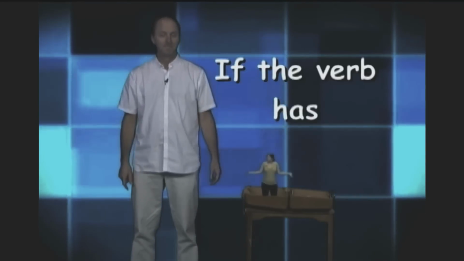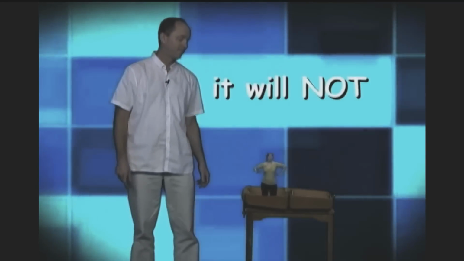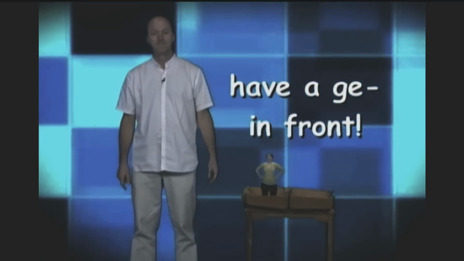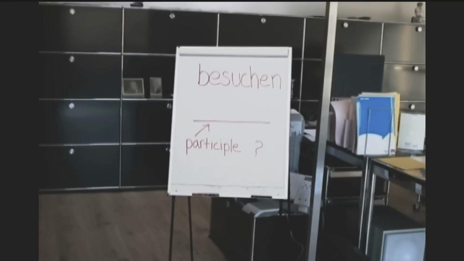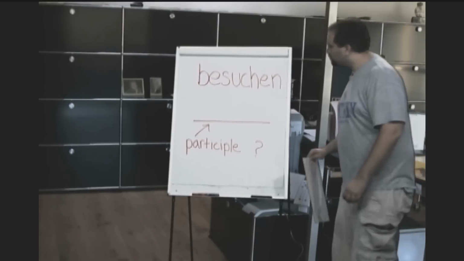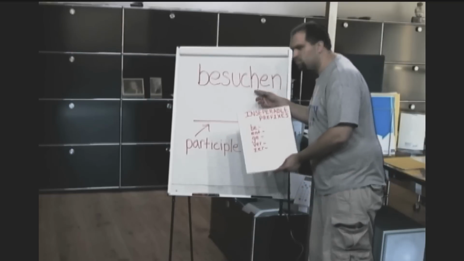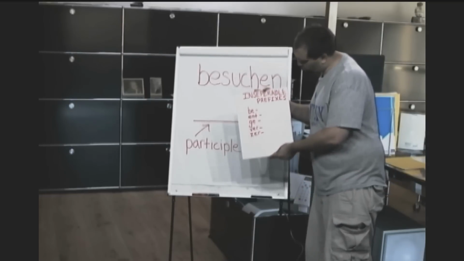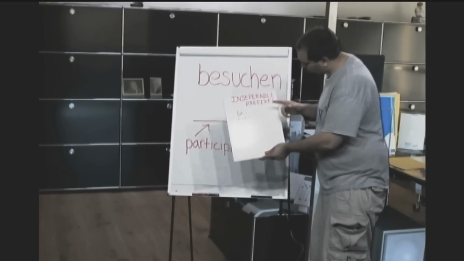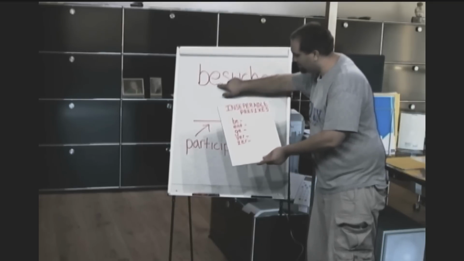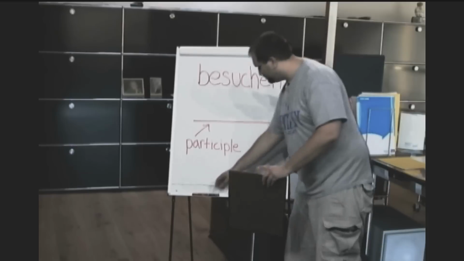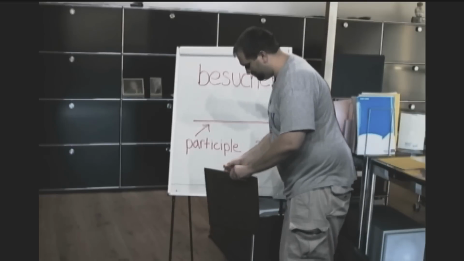Also, if the verb has an inseparable prefix, it will not have a GE in front. Before finding the participle of a verb, it's good to check the inseparable prefix list to see if that verb has an inseparable prefix. If it does, you will not add a GE to the participle.